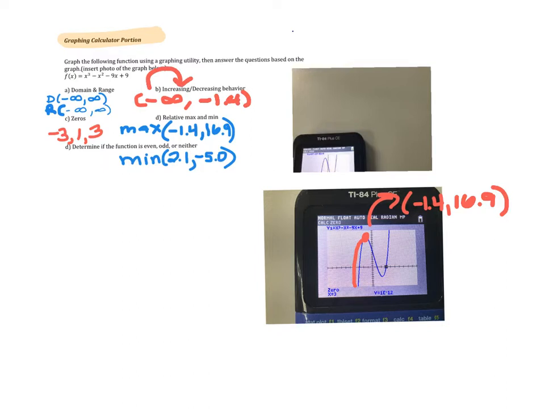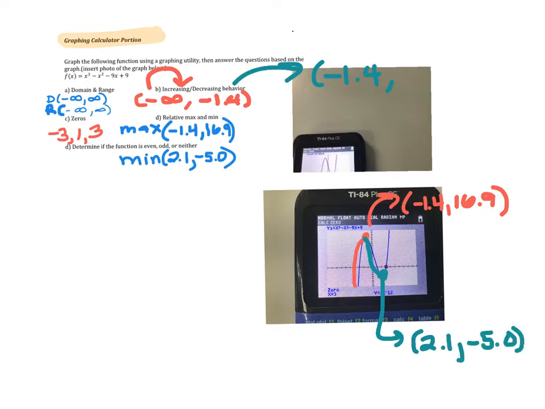Then it changes direction. It goes down, which means it is now decreasing. And it is decreasing from negative 1.4. And when does it stop? This is our second point that we got, which is 2.1 and negative 5.0. So it stops decreasing at what point? 2.1. And then it changes direction again and goes back to increasing from here to here, which is what? 2.1 to positive infinity.